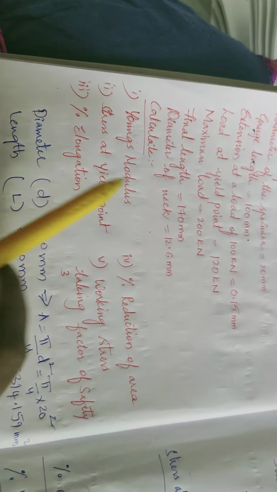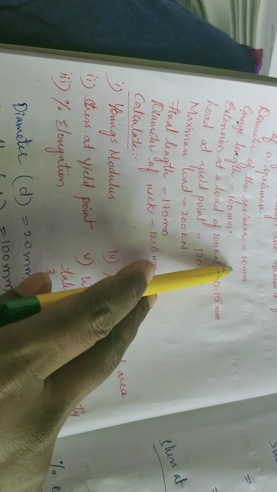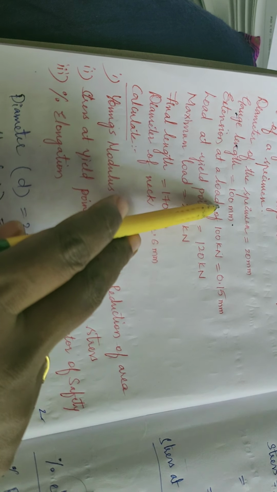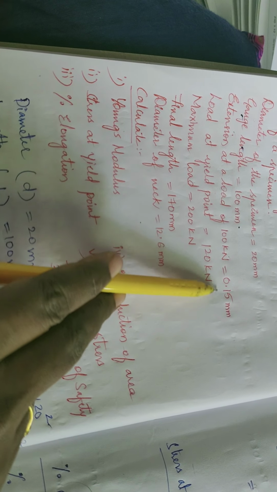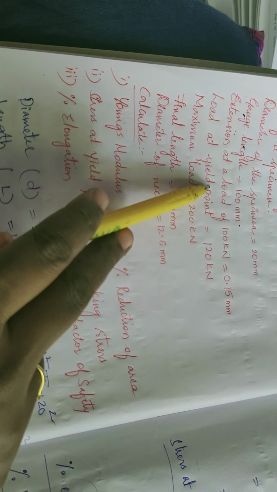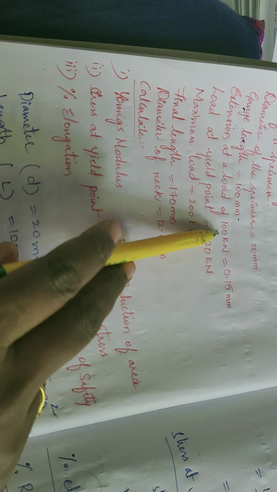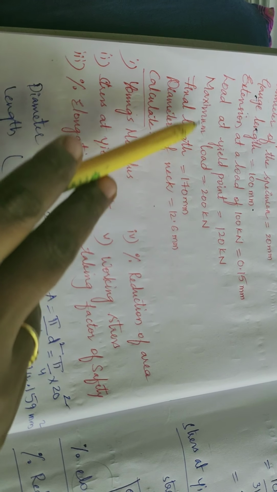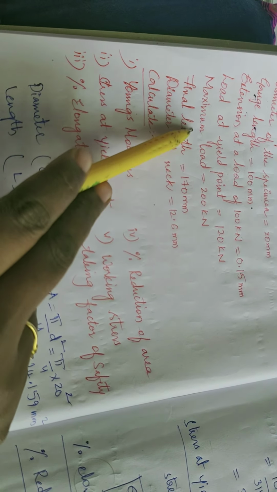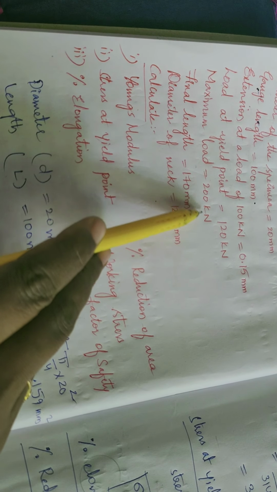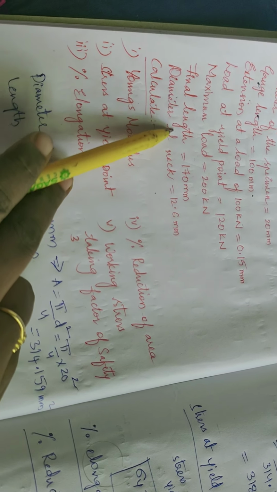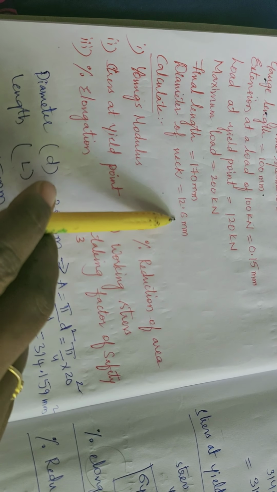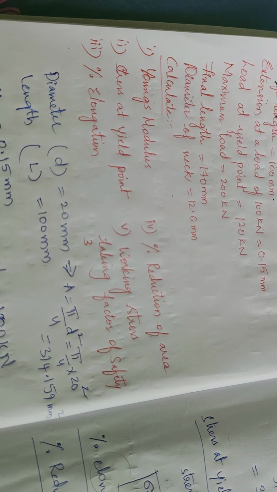So from that we have written the given data. It is D 20 mm. Next, L is 100 mm. Next, delta L is 0.5. This is load at elastic limit. It is 100 kilonewtons. Next, load at yield point. Next, this is maximum load or nothing but ultimate load. It is 200 kilonewtons. Final length is 170 mm. Next, diameter of the neck is 12.6 mm.